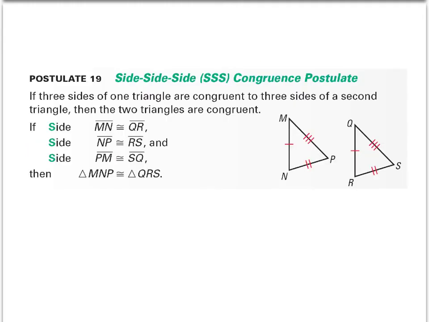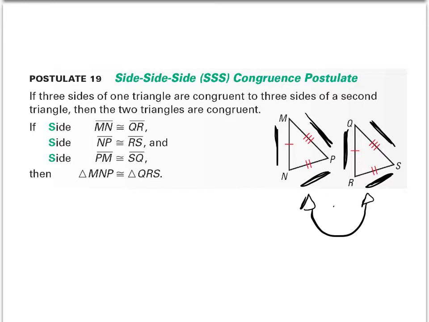So the first congruence postulate that we're going to look at is the side, side, side congruence postulate. And this postulate tells us that if three sides of one triangle are congruent to three sides of a second triangle, then the two triangles are congruent. So here I have side MN and side QR, side NP and side RS, and then side MP and side QS. You can see by the congruency marks, these three sides are congruent to these other three sides. So these two triangles are congruent to each other.